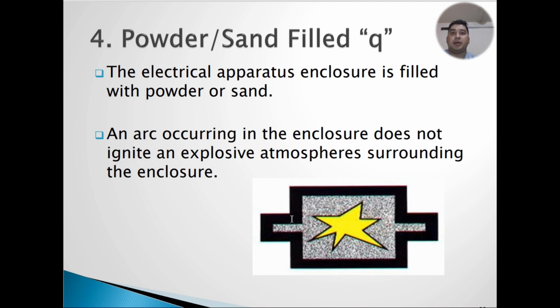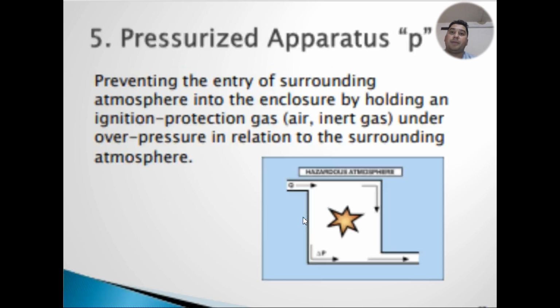Now, powder sand filled. The electrical apparatus enclosure is filled with powder or sand, so that an arc occurring in the enclosure does not ignite an explosive atmosphere surrounding the enclosure. If you fill it up with powder or sand, what will happen if any ignition happens here? It will not spread. It will limit the spark or other fire.